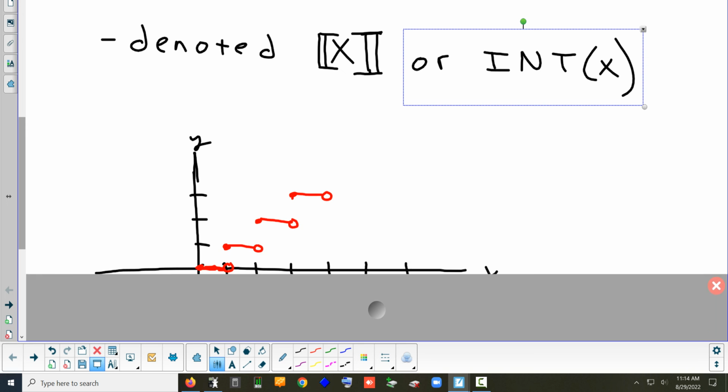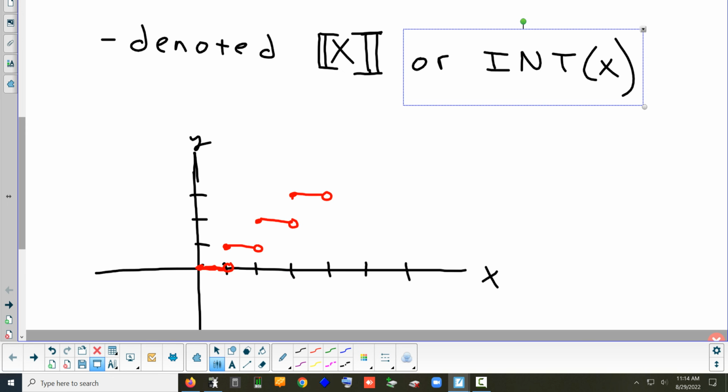It's going to have a very special look to it, and it's going to look like a series of steps that jump up. So if you plug in any number between 0 and 1, not including 1, the greatest integer that you can get is 0. If you plug in a number from 1 to 2, including 1, not including 2, the greatest integer that you could ever come up with is 1. Okay, so it looks like a set of stairs.